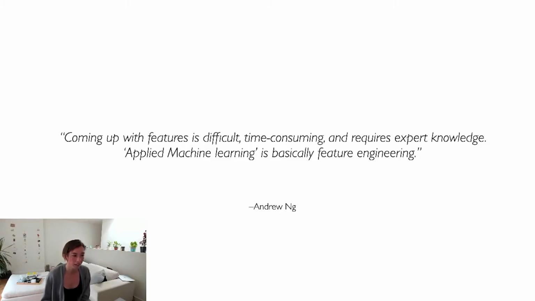This is a quote that I love. Coming up with features is difficult, time consuming, and requires expert knowledge. Applied machine learning is basically feature engineering. Now, feature engineering is rarely formalized in theory, and sometimes different data scientists will have slightly different opinions on what counts as part of the process. For example, some might include some data cleaning steps under feature engineering, and some may not. But the bottom line is that there are many ways to tackle any problem, and no single way to create features for a given use case.